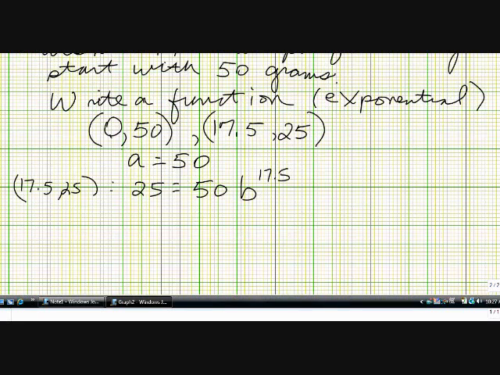How do I get the 50? A is always the y-intercept. Yes. That's why if you get the y-intercept, half your work's already done for you. Tricky, huh? All right, so B to the 17.5 is 25 over 50. Oh, that's a half. So B is the 17.5 root of 1/2. I would get that in my calculator.